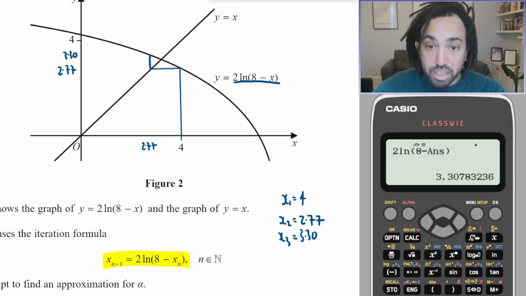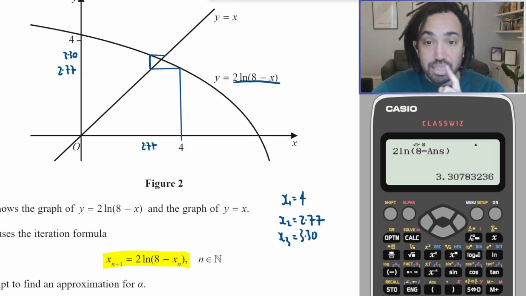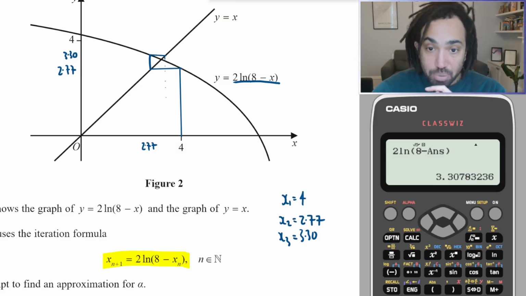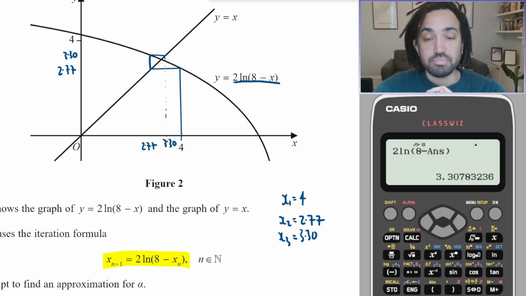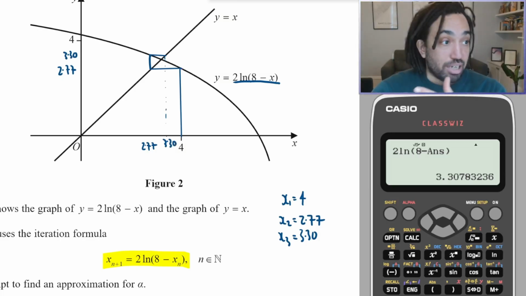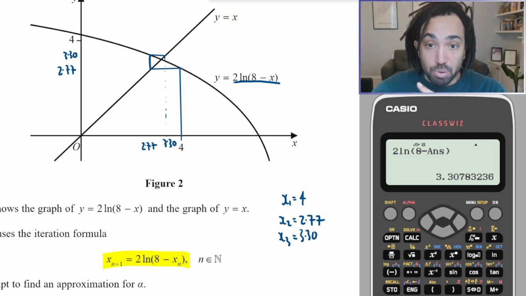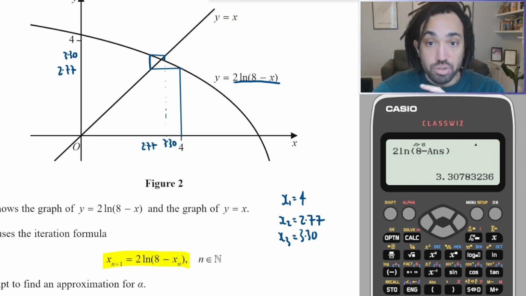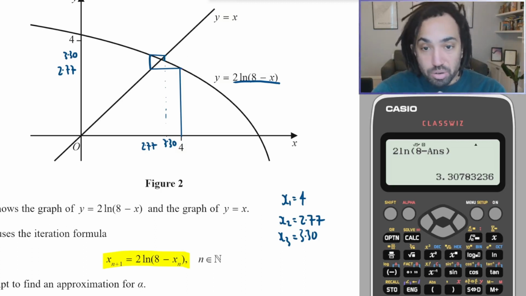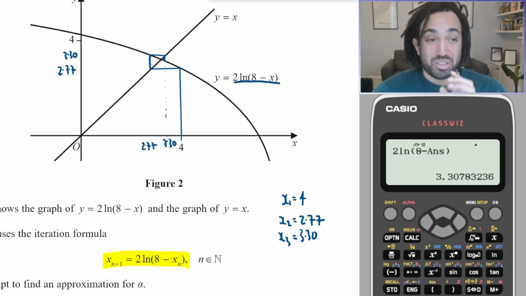So what I could do is go over along this line to y equals x, and that will give me the perfect position for 3.30. And then I can repeat. I go from that point down, in this case, to the curve, and then we can't do it anymore because it's just got too precise, but that is the pattern that we do.